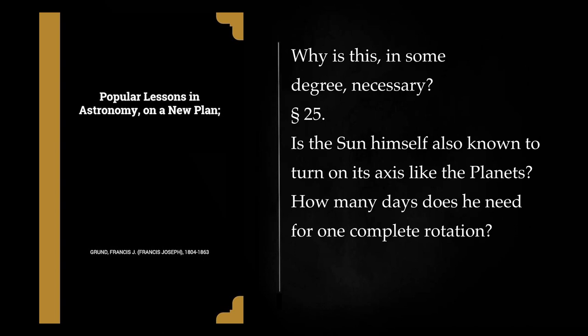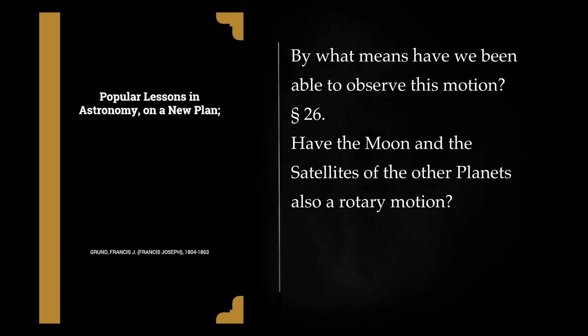Section 25. Is the sun himself also known to turn on its axis like the planets? How many days does he need for one complete rotation? By what means have we been able to observe this motion?